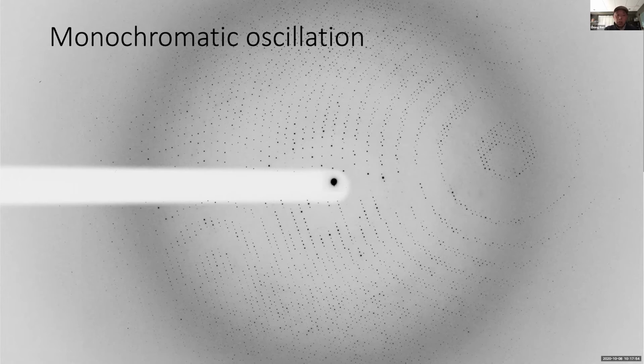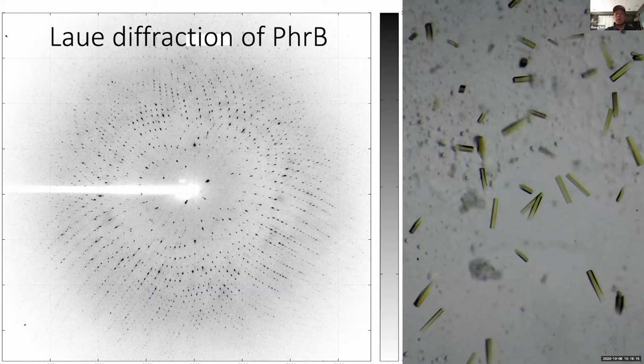And this is a Laue diffraction from this kind of crystal called the PHRB. Again, there's no Bragg diffraction of the quartz. And then there is another example of Laue diffraction of 7.5 microsecond. And then this zooming panel is from this corner.